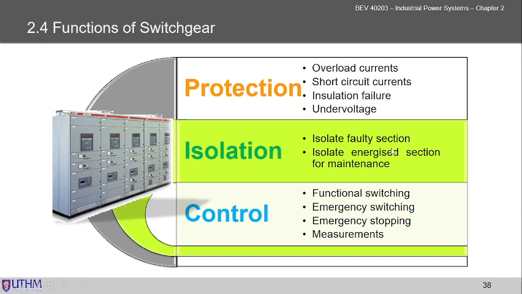And the isolation is to isolate faulty sections. For example, if a fault happens at one section, you need to clear that fault, so you have to isolate that particular section. The isolation also de-energizes sections for maintenance. For example, you have a smaller step-down transformer there and you need to do maintenance on it, then you have to de-energize the transformer and isolate it from the switchgear connections. For the control, of course it's the functional switching, so it's more to the switching and the metering. Let's say you have an emergency stop, it will be controlled through the switchgear, and the measurement as well using the metering.